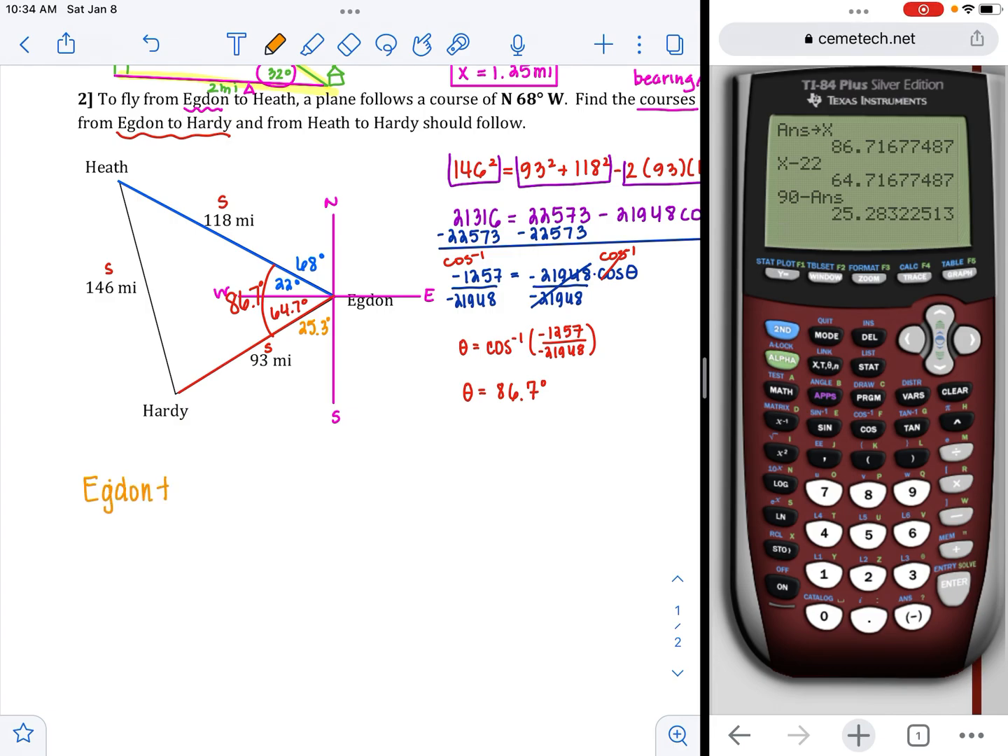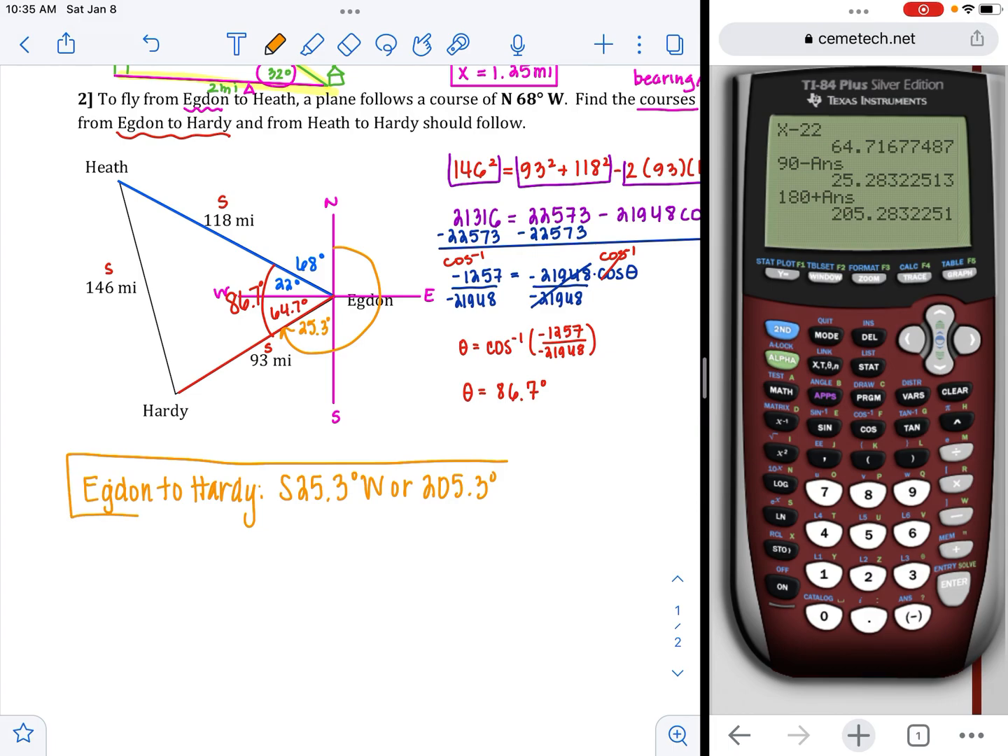So from Egdon to Hardy is south 25.3 degrees towards the west. Or you can do this angle right here, which is 180 plus 25.3 degrees. So I'll just do second answer. And I get 205.3 degrees. So there's Egdon to Hardy.